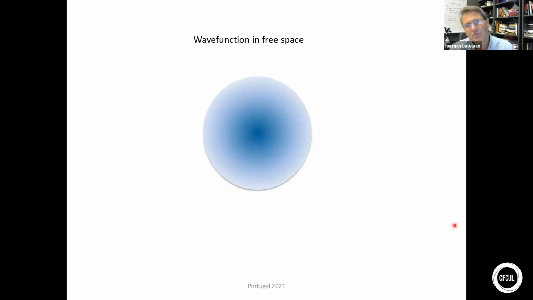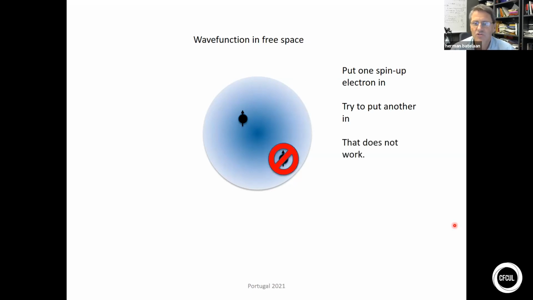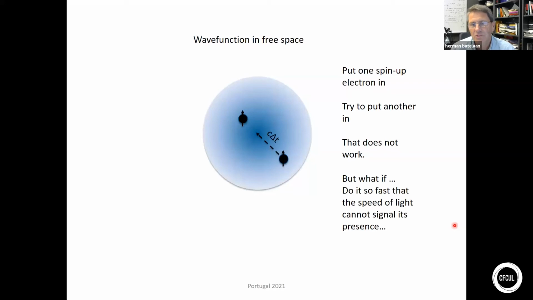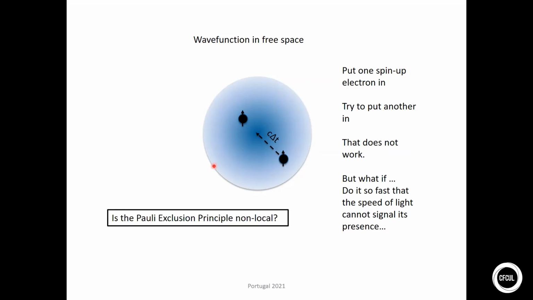If you take a wave function in free space, so say there's a Gaussian wave packet. Suppose you try to put one electron in there with spin up. Then no problem, you could do that. Try to put two in, and it says, no, you can't do that because, of course, the Pauli exclusion principle is at work. But suppose I try to do it so fast that the speed of light cannot signal its presence, so that this distance is bigger than c delta t. Will you then still block the presence of that second electron? Oh, yes. Okay, that was an answer.